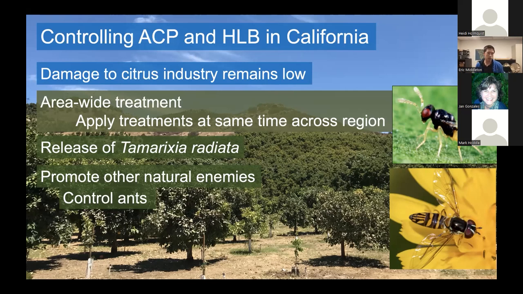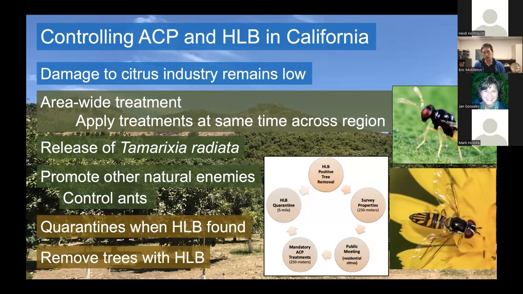And generally speaking, if you want both the parasitoids and the predators to be more effective, you try to control ants, because things like Argentine ants will get up inside the trees. They will farm the Asian citrus psyllid nymphs for the honeydew that they produce, and they'll fight off parasitoids and natural enemies. So for the most part, if you want the biocontrol to be working well, make sure you're also controlling the ants.